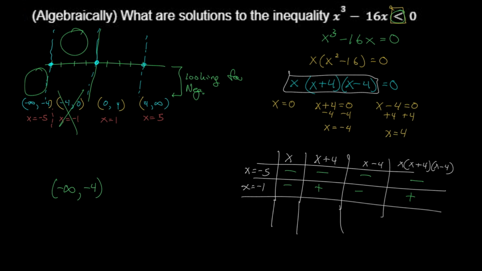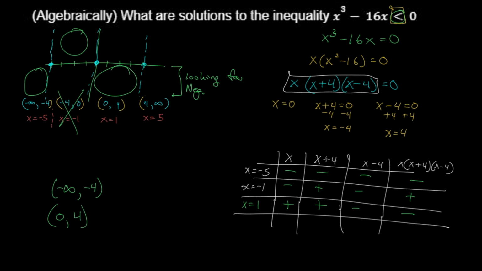I have two more to quickly go through. We have x equals 1. If I plug 1 in, the first one will be positive. 1 plus 4 is +5. 1 minus 4 is -3. So a positive times a positive times a negative overall is negative. And then that means this one is below, which is what we're looking for. So 0 to 4 is also a solution, as we found graphically.